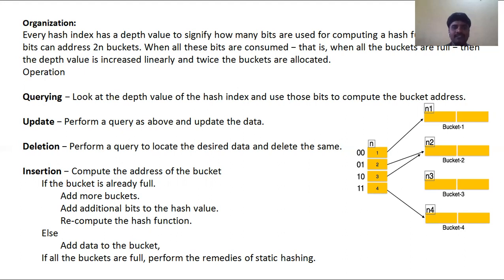Secondly, update. Perform a query as above and update the data. So we have to update the data every time. That is the main thing. The third one is deletion. Perform a query to locate the desired data and delete that data if the option is there. That is very flexible in the use of dynamic hashing.